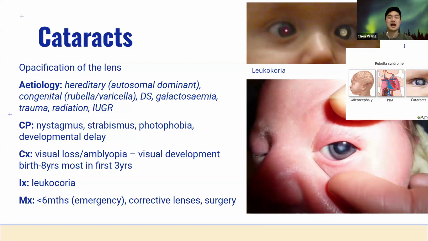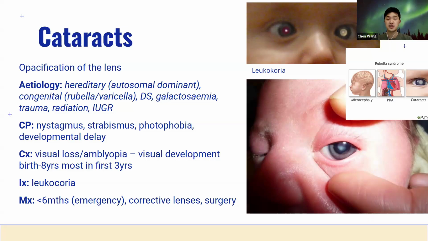So for cataracts, this can also happen to a child in the pediatric setting. So it's a very important cause of leukocoria, which is a white eye. So the main etiology are either hereditary, and if they are, they are most likely going to be autosomal dominant.